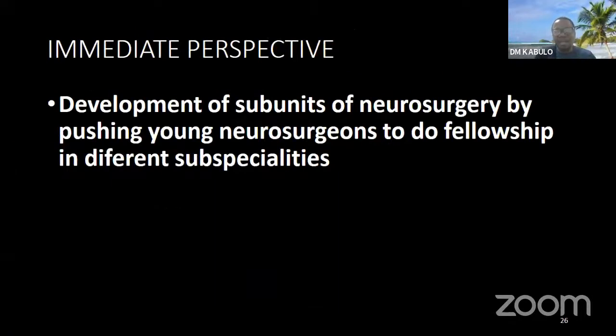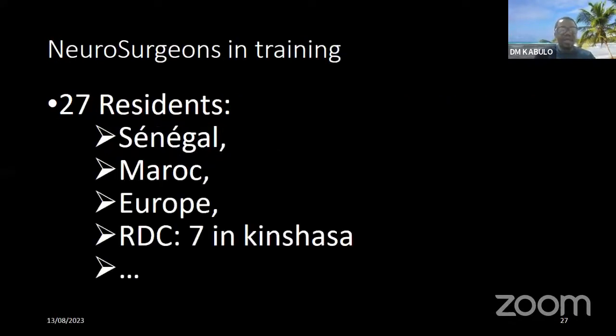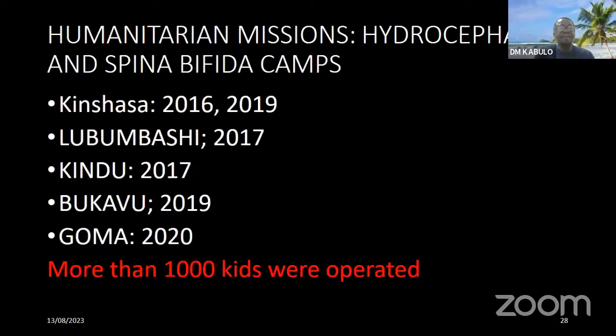That's why our perspective is to develop sub-units of neurosurgery by pushing young people to go and do fellowships, like we are doing now, in different subspecialties. It will help neurosurgery go ahead. We still have others who are in training, in Senegal, Morocco, and Europe, and in Kinshasa we have a school of neurosurgery with 7 residents, and soon Lubumbashi will start.